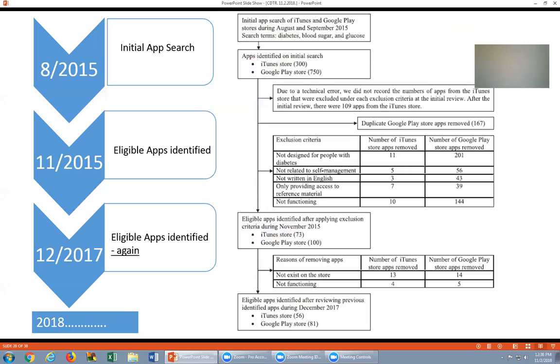And the funny thing is, we started out in August of 2015, and by December 2017, because this is an ongoing project, King had to go in and look at all the eligible apps once again, because some of them had retired and it was not valid anymore to be putting that in the study. So that is something very interesting for me, how rapidly this is changing. And in 2018, we are continuing that also.